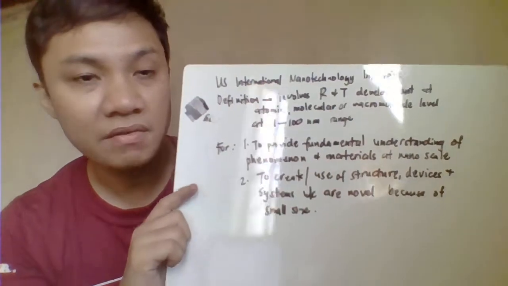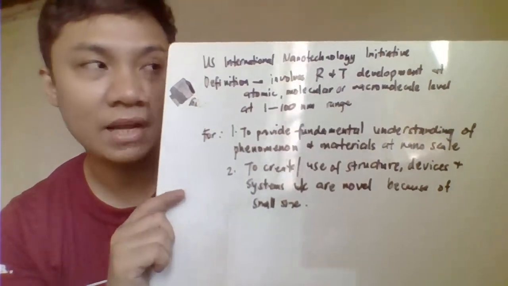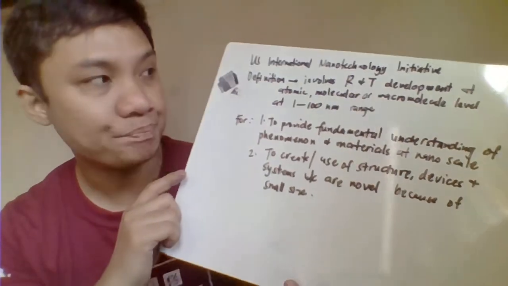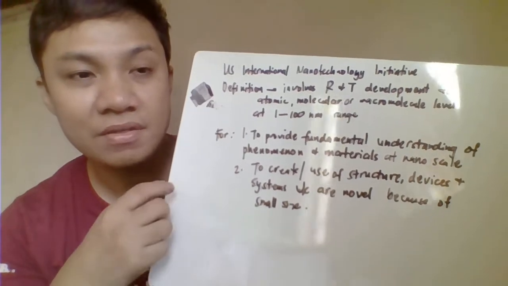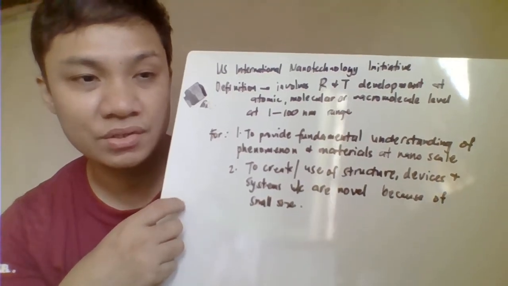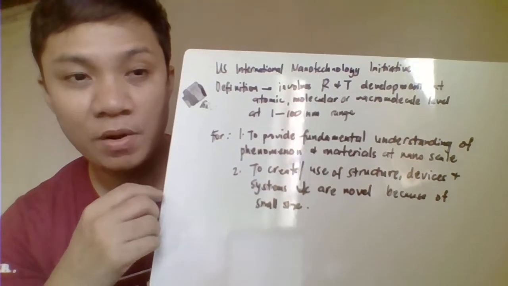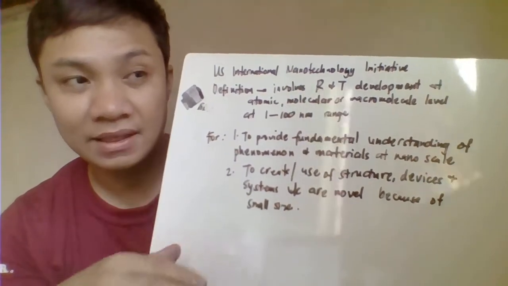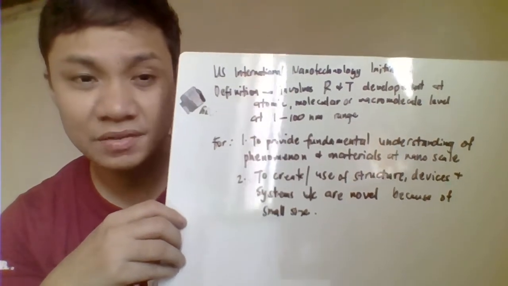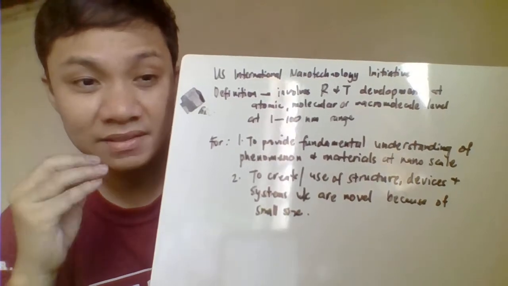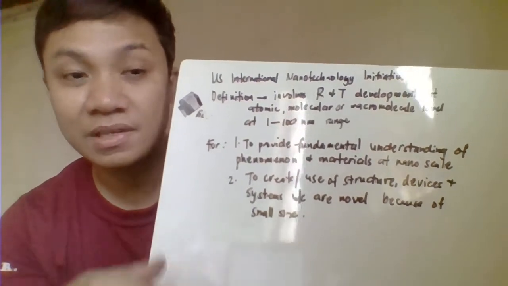So we have here the definition of nanotechnology from the US International Nanotechnology Initiatives. According to them, nanotechnology involves research and technology development at the nanomolecular level, so at a very small ultrastructure level. This is a technology that your eye could not see, but of course you just need to rearrange the structure of that ultrastructure.